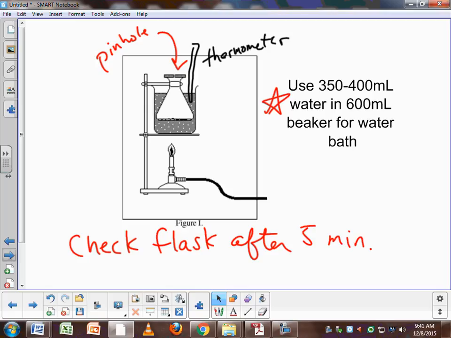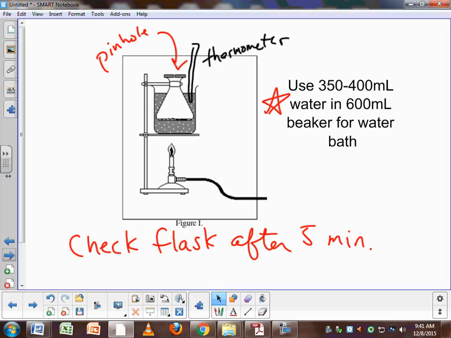If it's not totally vaporized after 5 minutes, meaning you take it out of the boiling water bath, you wipe the bottom off, you look in, you see that there's still some liquid there that hasn't vaporized yet, no big deal. Put it back in. You haven't turned your boiling water bath off. It's still on. And just let it sit for another few minutes and then check it.